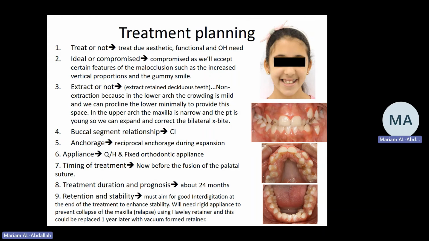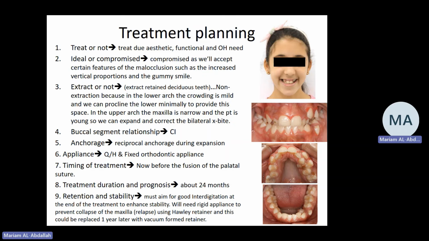Now, treatment planning. Shall I treat or not? Of course, I need to treat because we have functional benefit for this patient due to the crossbite. We have oral health benefit due to the crowding and the retained deciduous. And of course, there is aesthetic benefit for the patient. Okay, so we need to treat, and we always start with the non-orthodontic problems, as we always said.